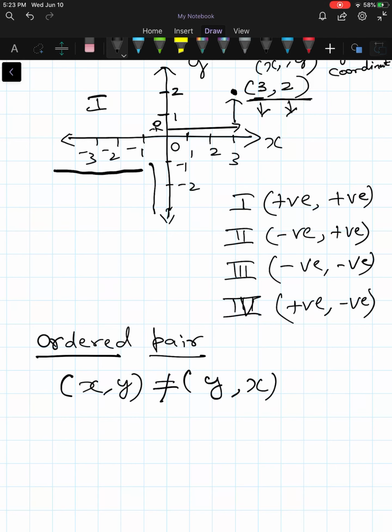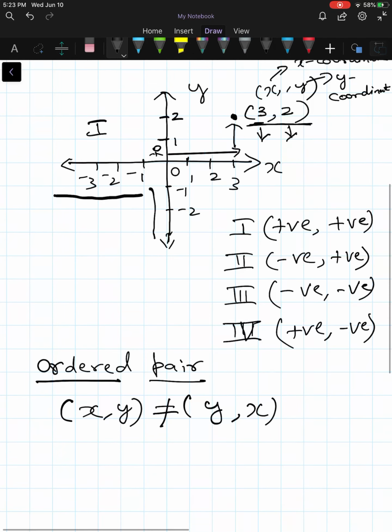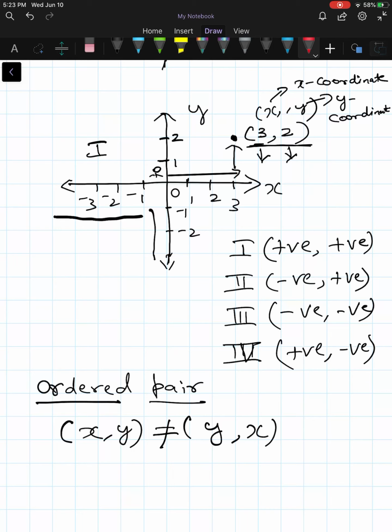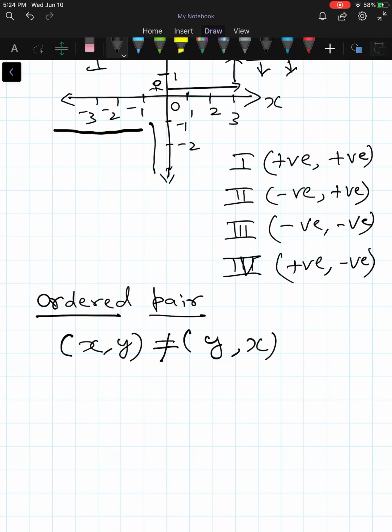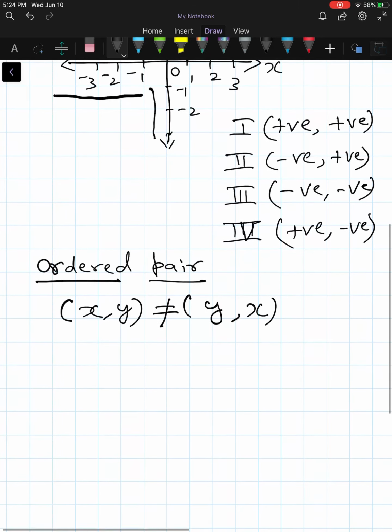So if you interchange the order, 3 comma 2 here was in this position. What if I make it 2 comma 3? So you will have 2 comma 3 somewhere. If you extend the x-axis here, 2 comma 3 will be here. So the points are not the same, correct? That means if you change the order, the points are also changing. So the pair is well ordered. That's why the name ordered. So each point is nothing but an ordered pair in a coordinate plane.